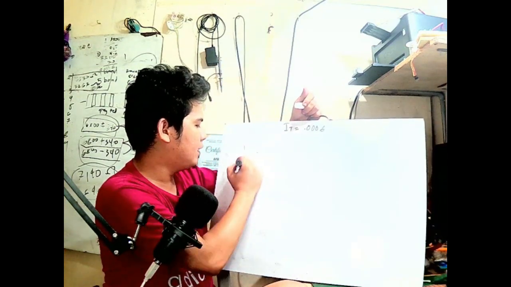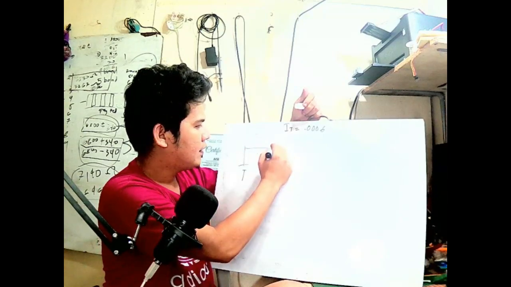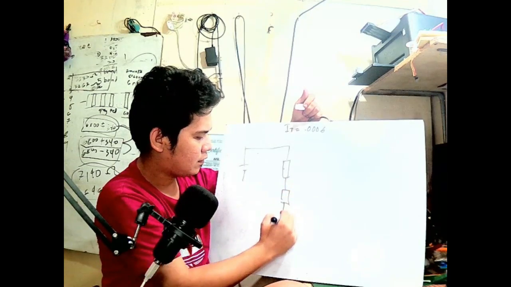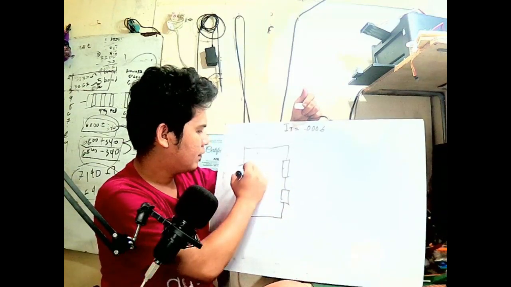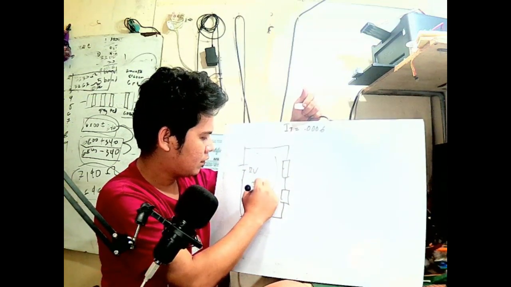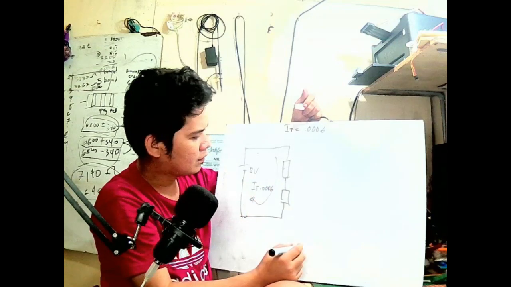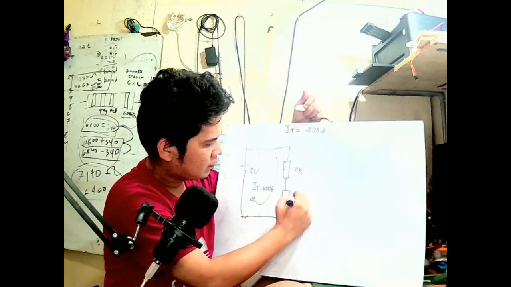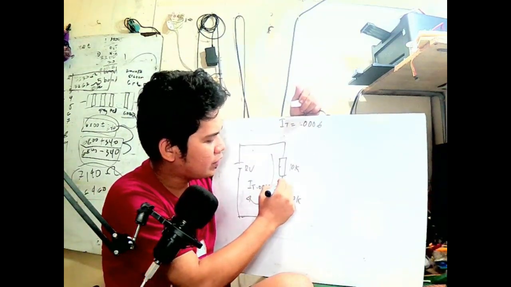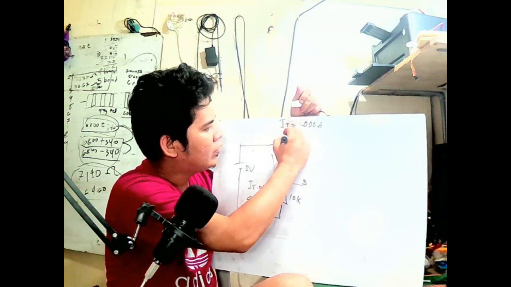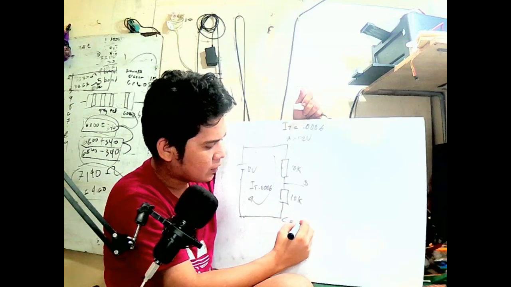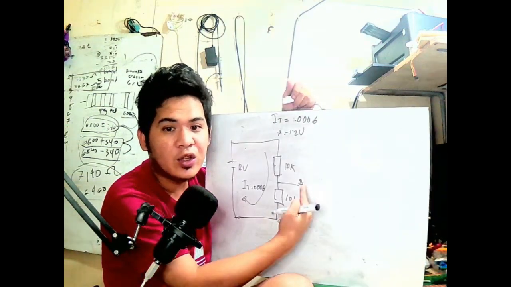Okay, so we have this, again, a circuit. Okay, so ito yung ating circuit at gusto natin kunin yung ating node B. Yung ating node A is equal to 12 volts at yung ating node C is equal to 0 volts. Ano ba yung voltage sa ating node B?